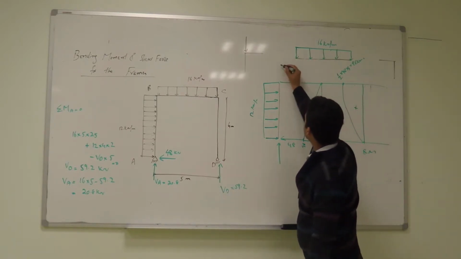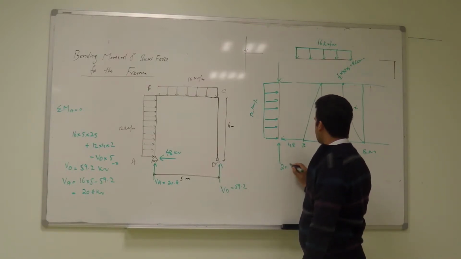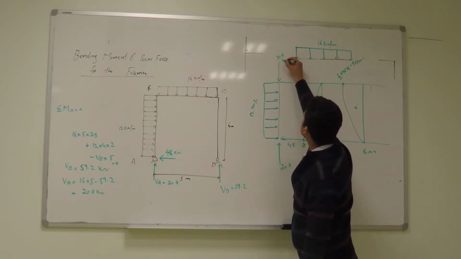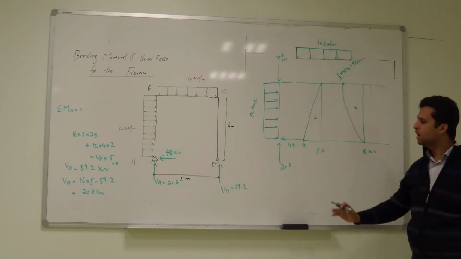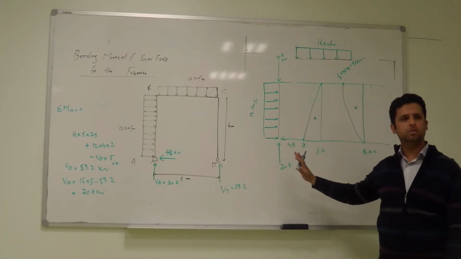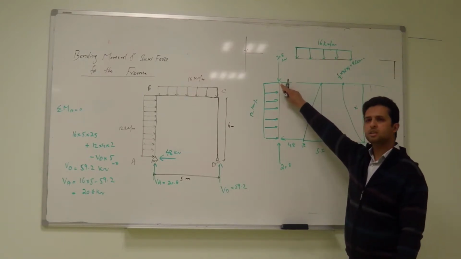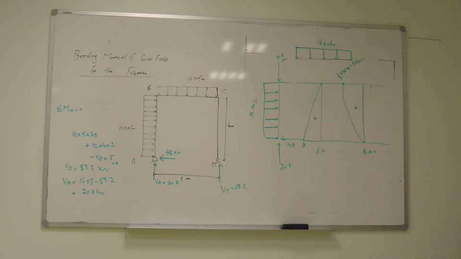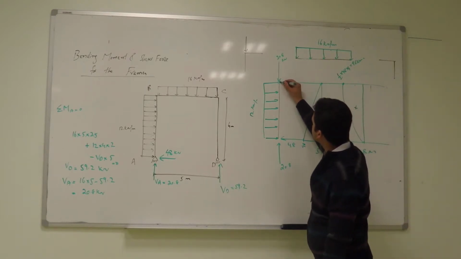Now this is 48. So it is 20.8. So this will be how much? 20.8. Now it is in equilibrium in the vertical direction. In the horizontal direction it is in equilibrium. But what about the moment? Is it in equilibrium for the moment? How much is the moment at this point? We calculated it.